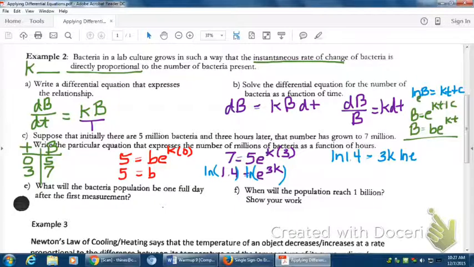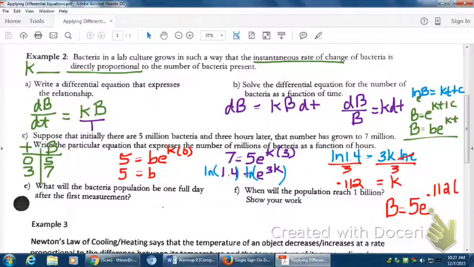Now, natural log of e is 1, so I can cross it out, or if you want, divide by natural log of e because you're not sure about that, that's fine. So now I want to find natural log of 1.4, and then divide by 3, and I get 0.112. Keep that whole k in the calculator because we're going to use it when we solve the rest of the problem. And so our final equation here is big B equals 5e to the 0.112t.